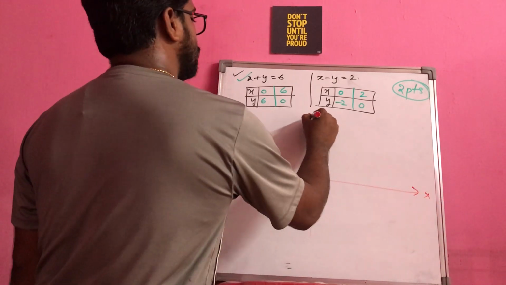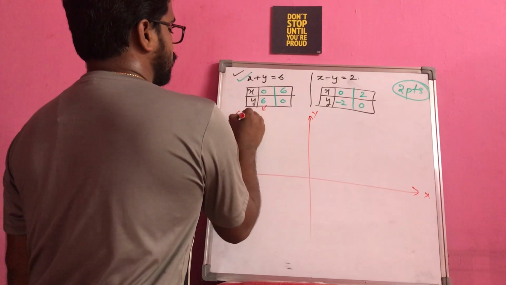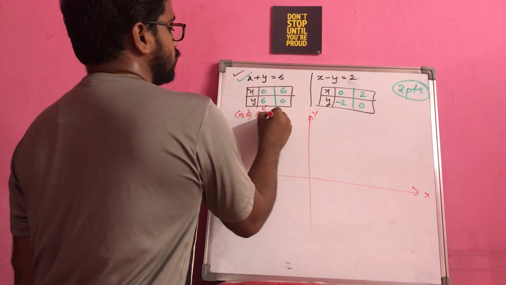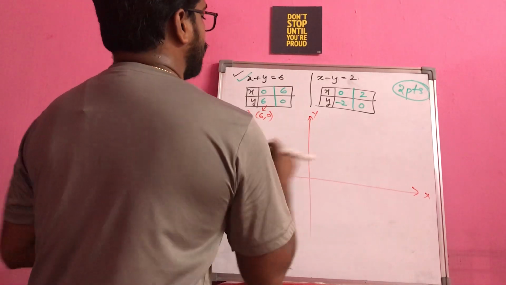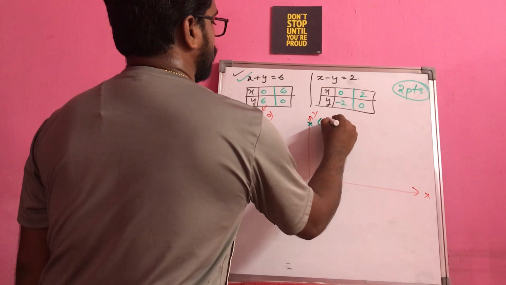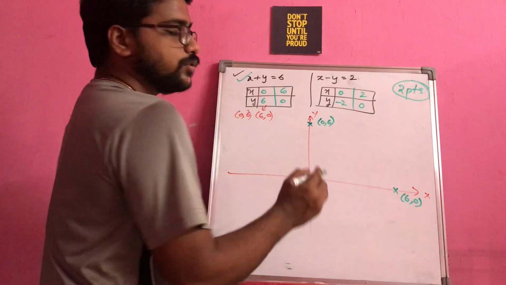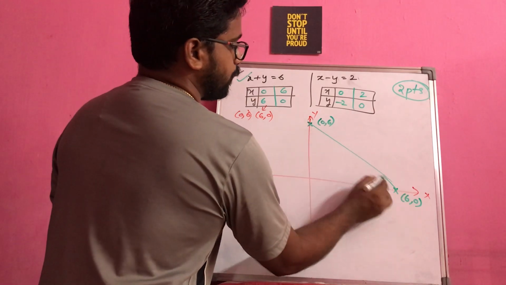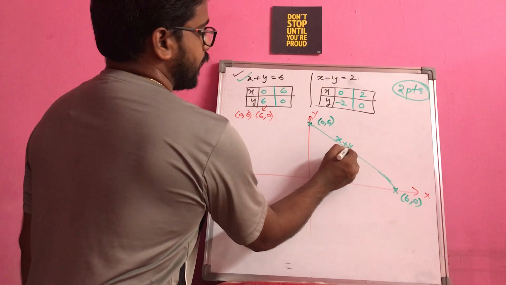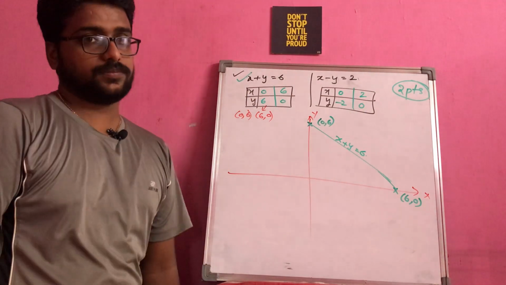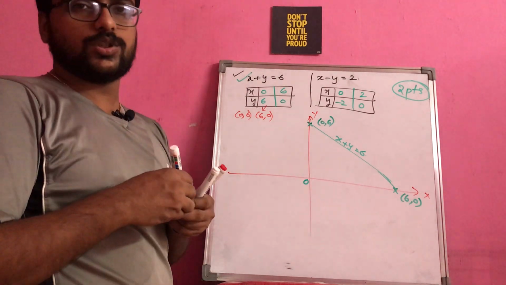This is x-axis and this is y-axis. So for this particular equation, points are 0, 6 and 6, 0. So 0, 6 is somewhere on the y-axis here, and somewhere here 6, 0 I am getting. So if I join these two, this is representing the required equation. You can just write like this: x plus y is equal to 6. And this point is nothing but origin. This we learned in our class 9 coordinate geometry.